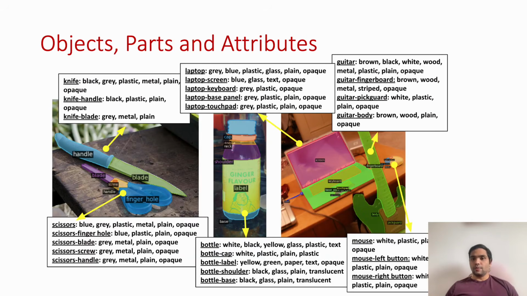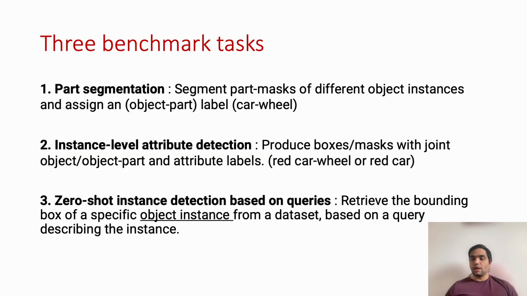As shown here, we annotate parts and attributes for each object instance separately. When annotated, an object instance has object mask, part mask, as well as object and part attributes. We also provide 3 benchmark tasks. Part segmentation, where model needs to segment part mask per object instance. Second, instance level attribute detection, where a model needs to produce object attributes and part attributes. Lastly, a task where model needs to recover and localize a specific instance of an object from a dataset based.